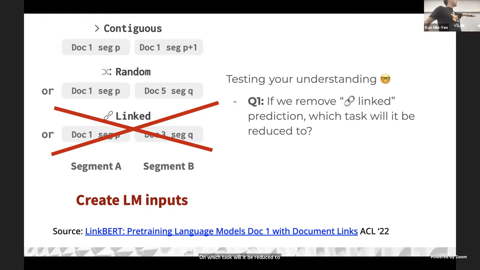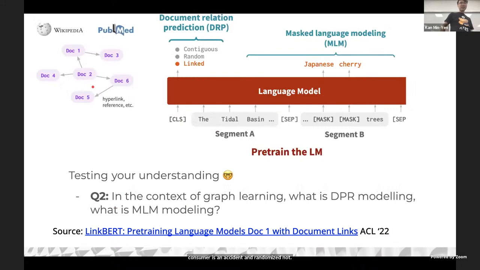If we just remove the third type of prediction, and we only have the contiguous and random one, what will it be reduced to? A very passive learning objective. Yes, so it's just NSP, right? It will be reduced to learning next sentence prediction, because the contiguous one is the next sentence and the random one is not, okay? And let's test our understanding again.